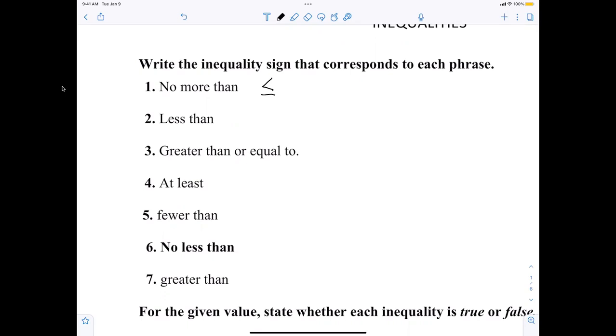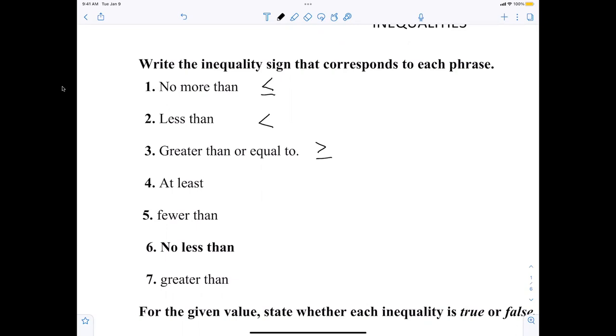All right. So now the next one is too easy. Just the symbol for less than. Now, greater than or equal to is not really that difficult. It's just the greater than sign with the equal to, or the line underneath it.